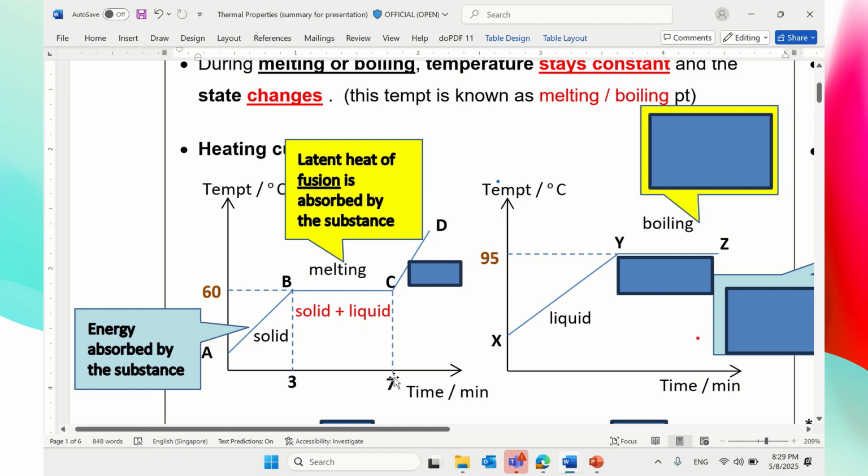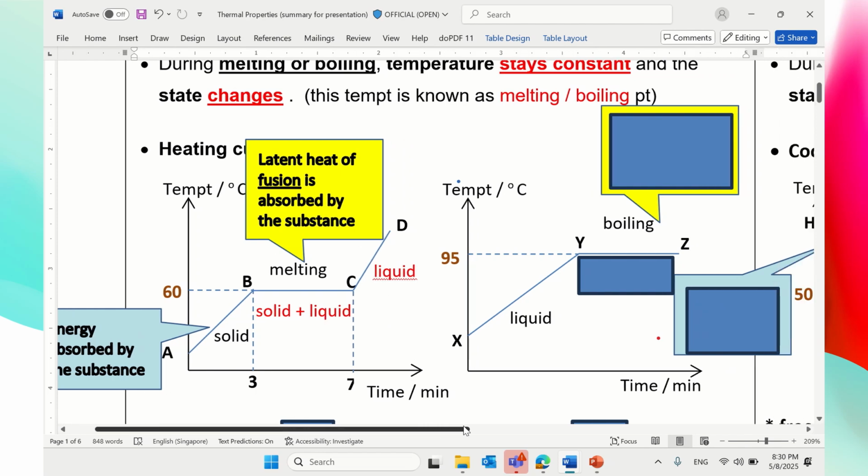Now by the 7th minute at point C, the solid would have completely melted to form liquid. It has all completely become liquid. So from C to D, if heat continues to be applied to this liquid, then the liquid temperature will rise now. So many a time a question will ask you, from B to C, what are the states found? It is solid and liquid. From C to D, what is the state found? It is liquid. So these are things that you need to know from the heating curve.